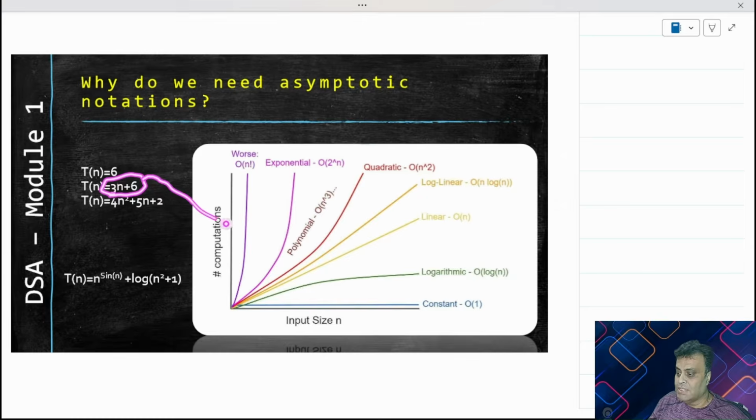So you can directly say that the time complexity of my algorithm falls under the complexity class of order of n, which is a linear complexity class. So what is it helping? For example, this particular time complexity is a quadratic time complexity, and I can immediately go and say that the algorithm that I have defined is falling under the quadratic time complexity graph.